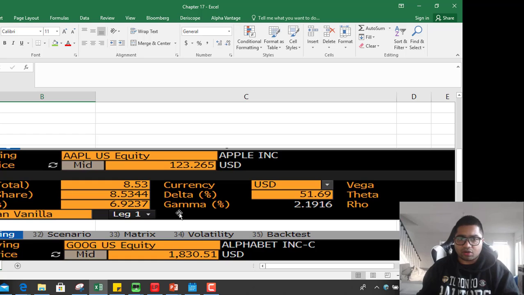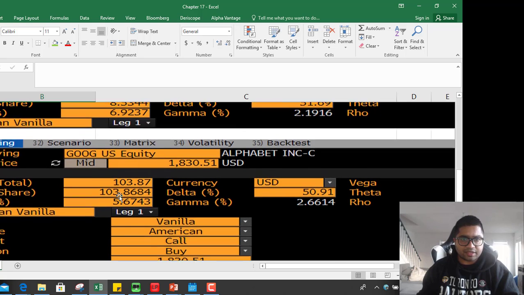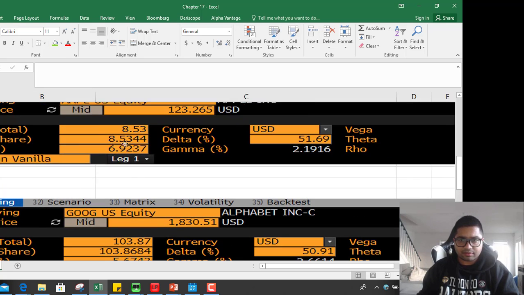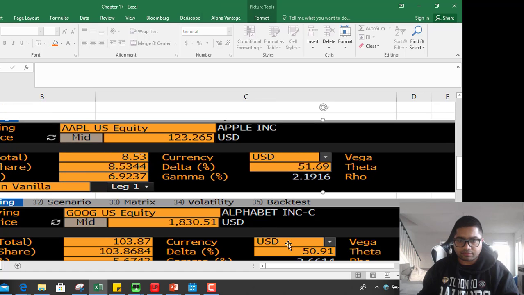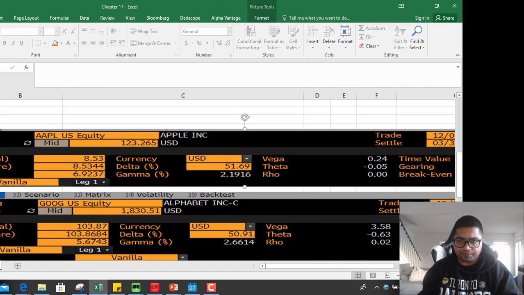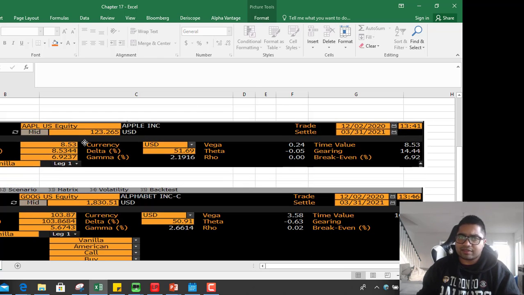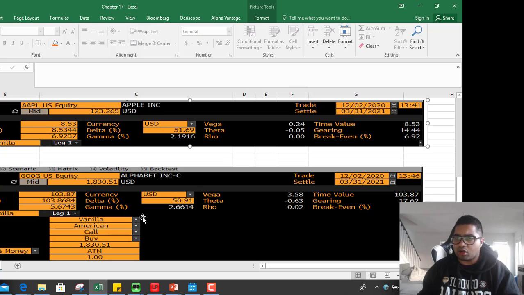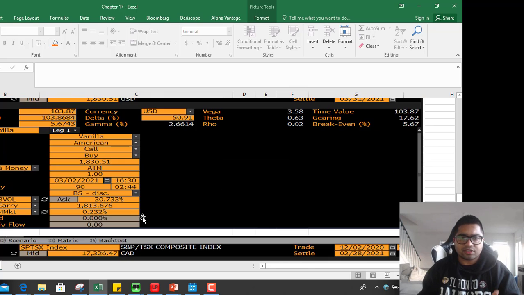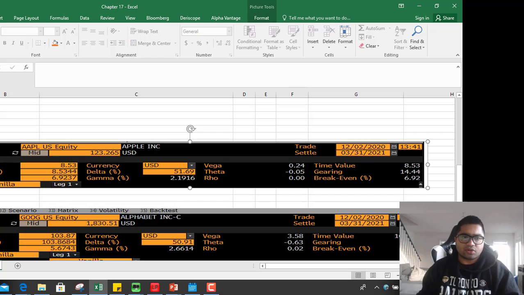Okay. So the first option that we are going to discuss, I'll just zoom out a bit so that it is clear. So we are looking at Apple, right? These are screenshots from Bloomberg. Okay. So we are looking at call options. So just to understand, right? So Apple, the current price is 123.